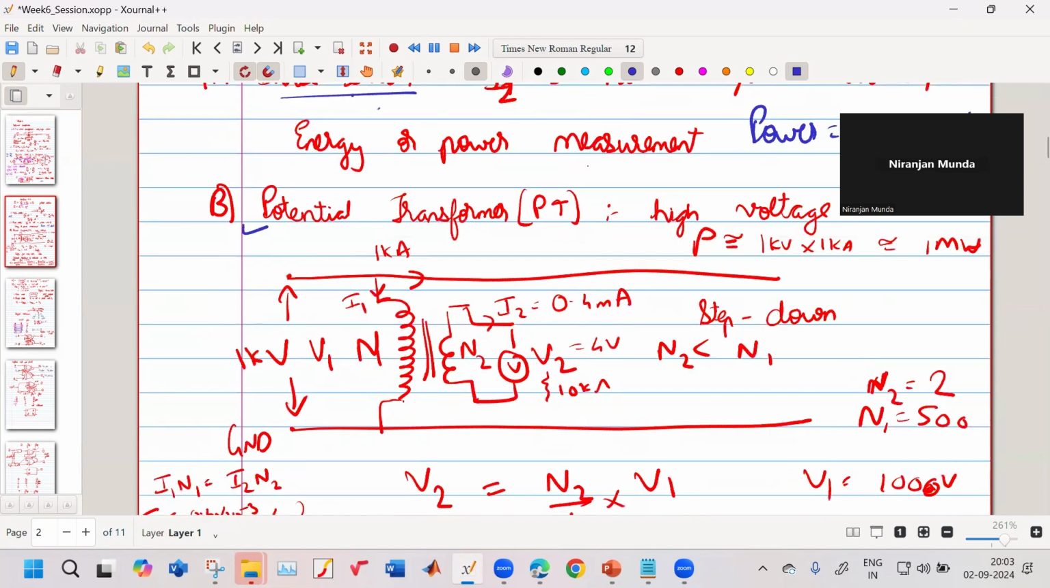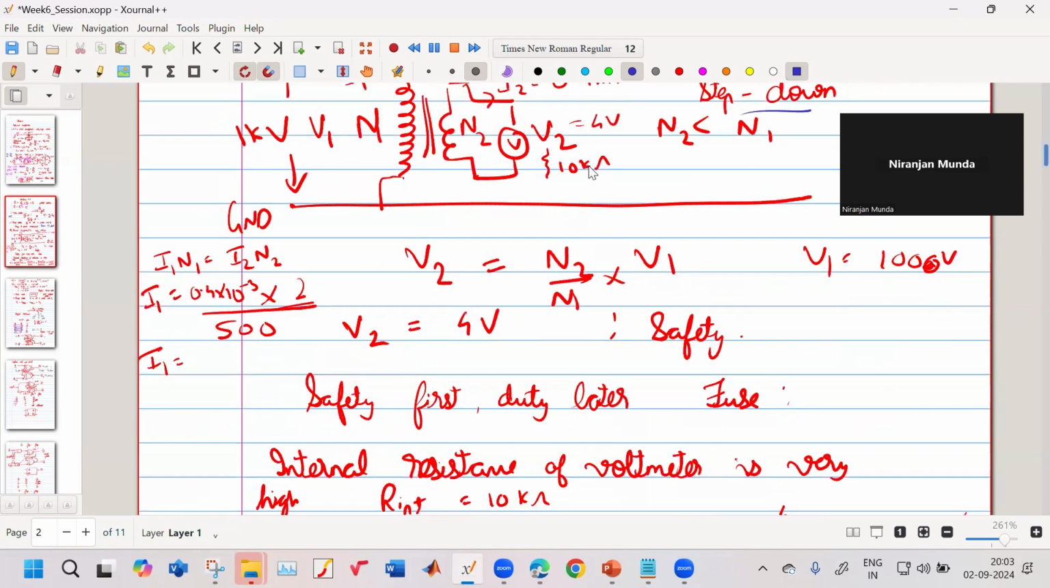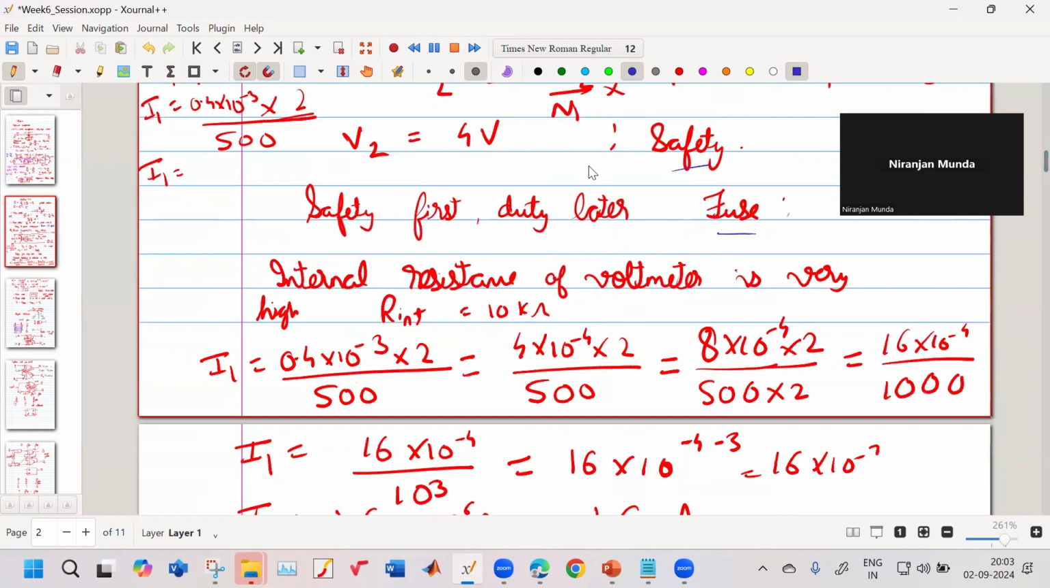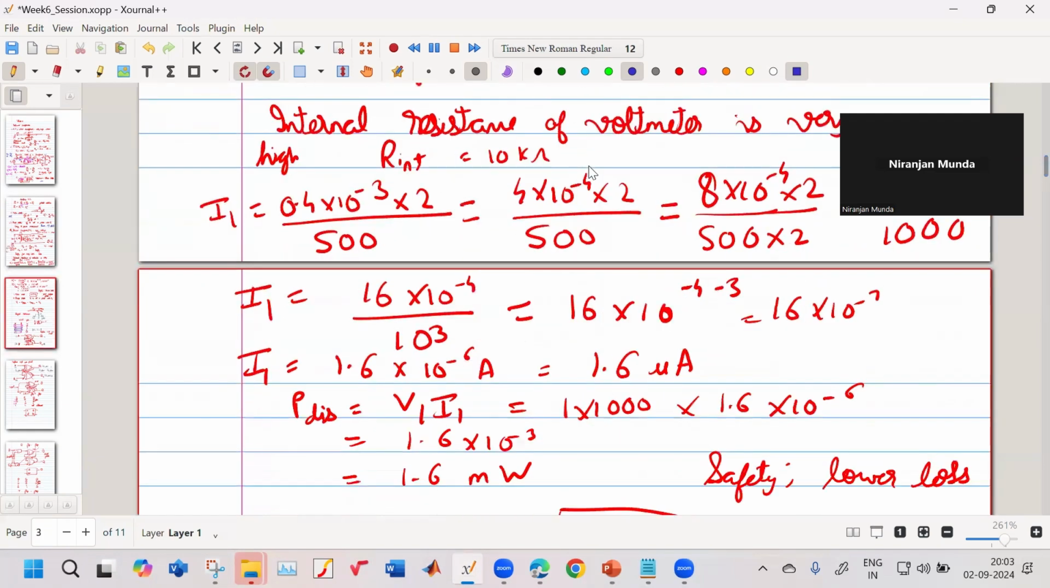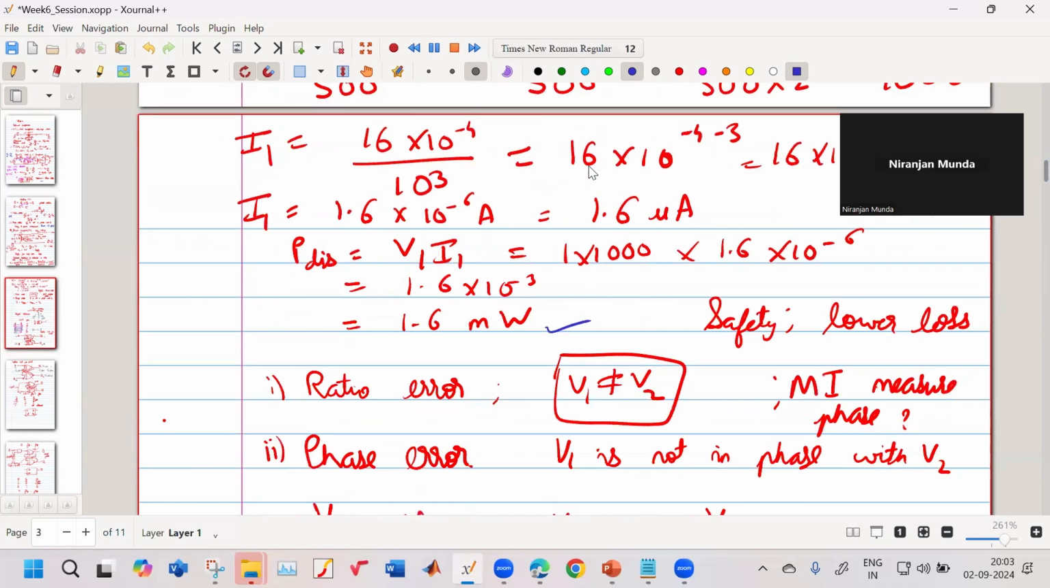Then we considered the potential transformer, PT, how it is a step-down transformer. We considered some values, how it is good for safety, and the fuse also will be there. Then how the effective reflected resistance is very high and how the power dissipation is very low. Again, here there's the ratio error. Again, here the phase error is there.